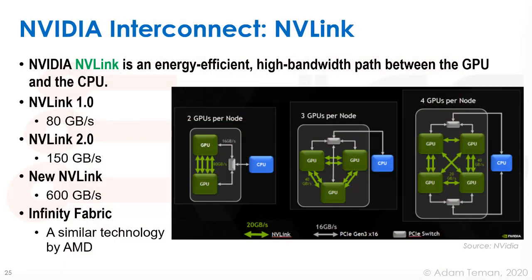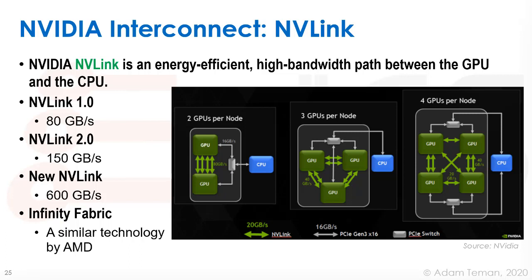NVIDIA, if we saw before that CPUs use PCI Express to do their communication, well, NVIDIA has their own proprietary type of a link called NVLink. And NVLink is an energy efficient high bandwidth path between the GPU and the CPU, or between different GPUs. NVLink 1.0 was 80 gigabytes per second, 2.0 150, and now with the Ampere architecture they also announced the new NVLink, which is 600 gigabytes per second.